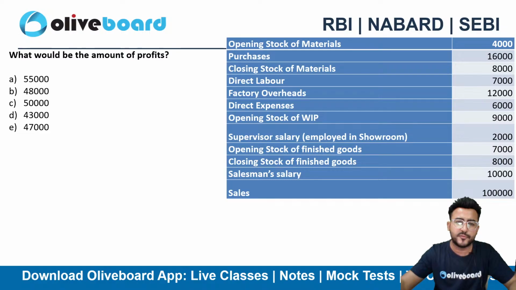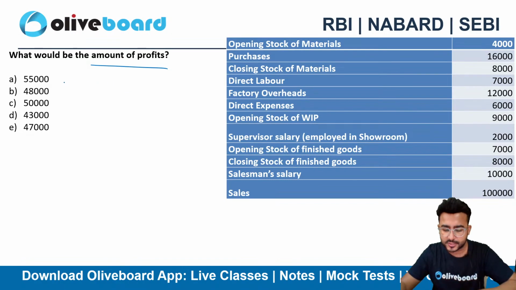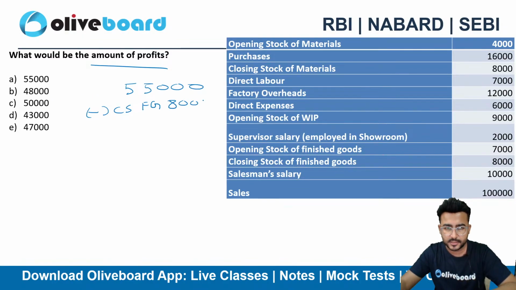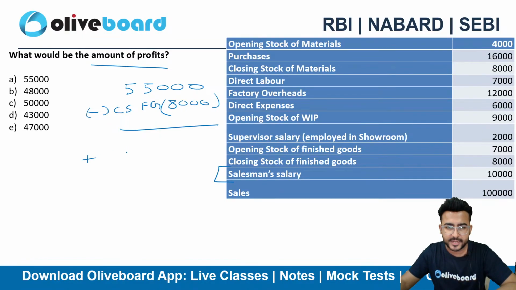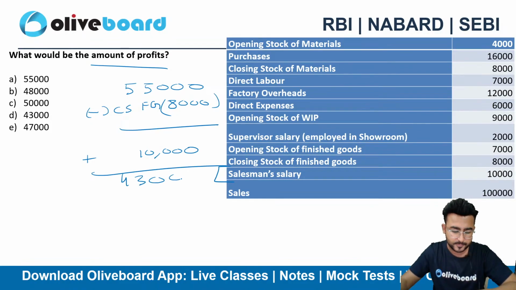Can you guys tell me the amount of profit? What will be the amount of profit? Sales minus cost of sales. So we all know cost of goods available for sale, the last figure that we computed, was 55,000, right? I need to deduct the closing stock of finished goods, 8,000. Salesman salary, selling and distribution overhead, I need to add salesman salary as well. I'll be getting 43,000 here as my cost of sales. What is my sales? 1 lakh.